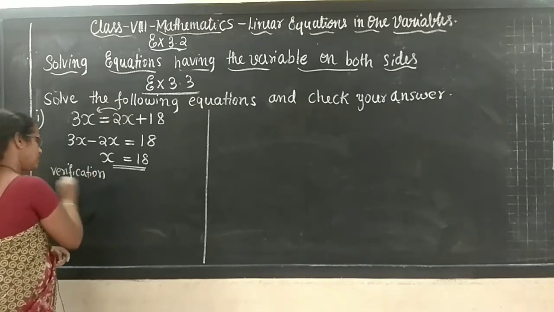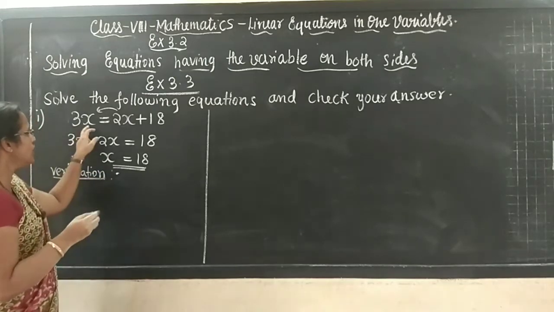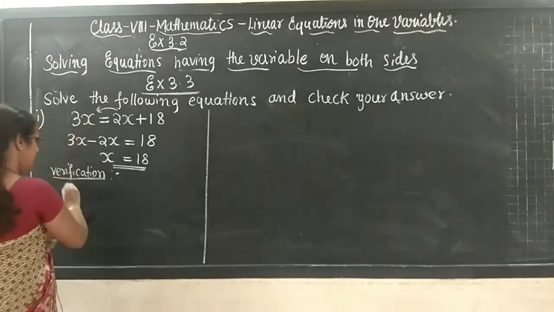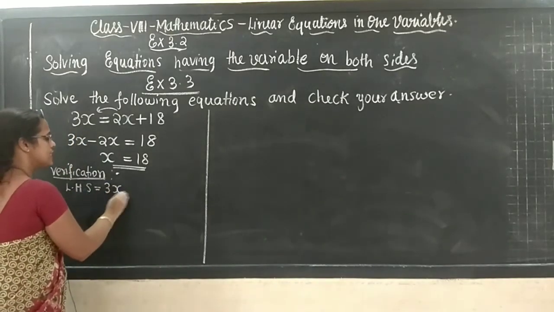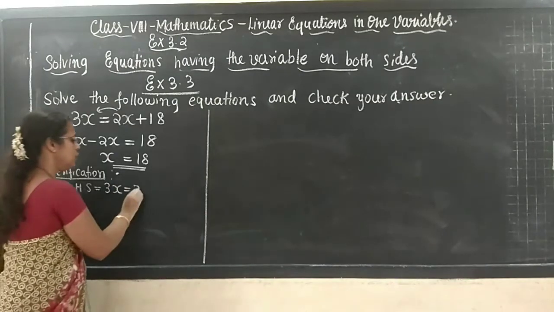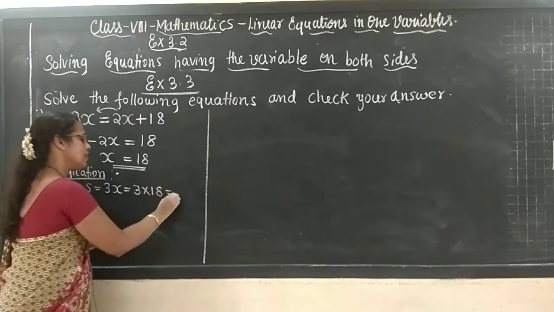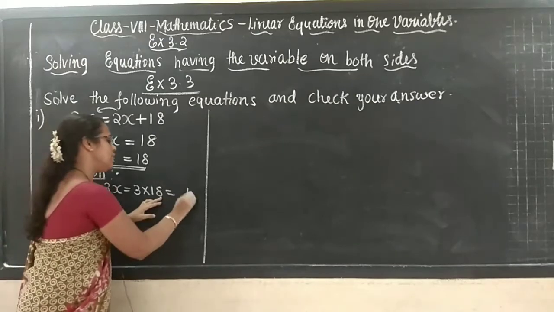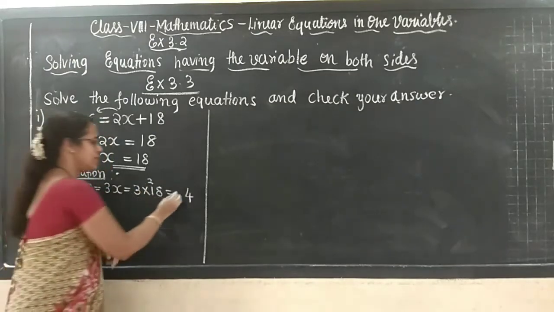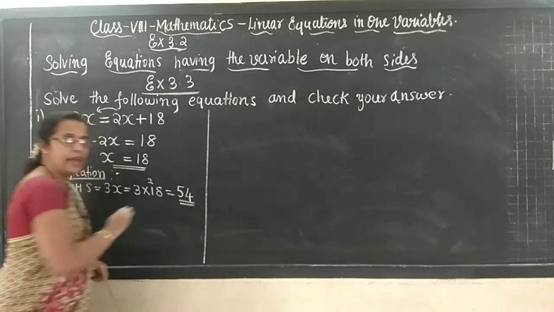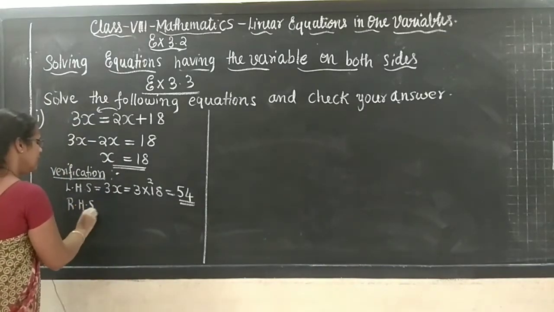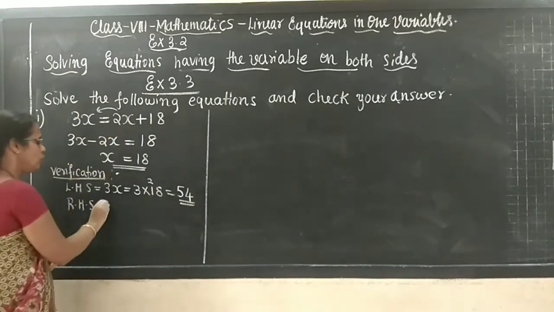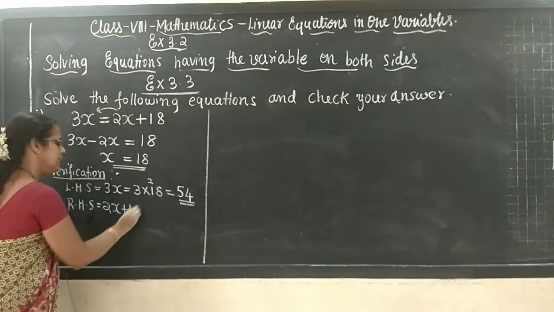Verification. So now what can we take? 3x is the left hand side. Left hand side is equal to 3x, which means 3 into 18. 8 threes are 24, 3 ones are 3 plus 2 is 5, so 54. So the answer is 54. Now see the right hand side. Right hand side is 2x plus 18.